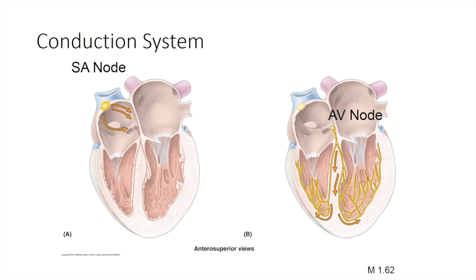You'll notice that a single branch leaves that AV node. That's the bundle of His. Once the bundle of His reaches the interventricular septum, it then branches into the right and left bundle branches. Each of those bundle branches will then carry the fibers to the respective ventricles. From there, we have Purkinje fibers that will spread out through the ventricles.